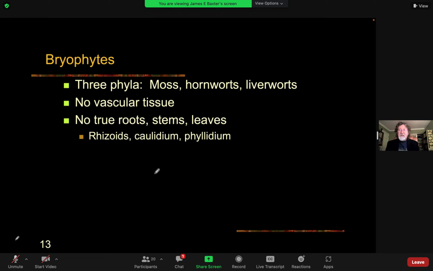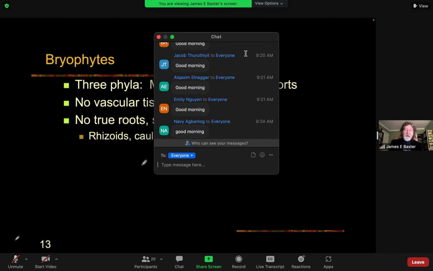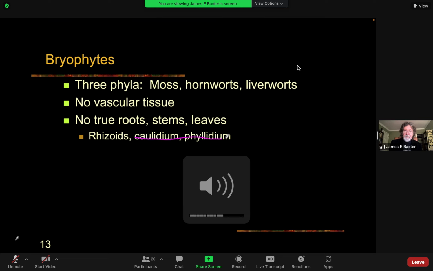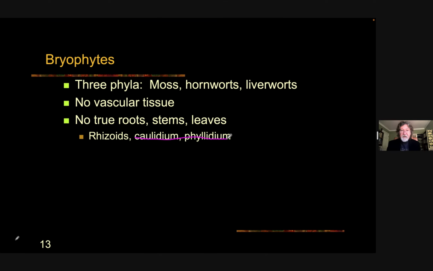So since they have no vascular tissue, they have parts that look like roots, parts that look like stems, and parts that look like leaves. And a lot of times these are actually called, just for simplicity, roots, stems, and leaves. However, since they don't have vascular tissue, they really are not true roots or true stems or true leaves. And so there's special words for these. The roots would be rhizoids, the stems are caulidium, and the leaves are phylidium, or phylidia for plural, phylidium singular. We'll keep the rhizoids, but I'm not going to worry about these, okay? I will never ask you about these terms.